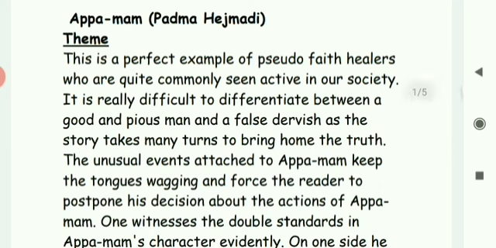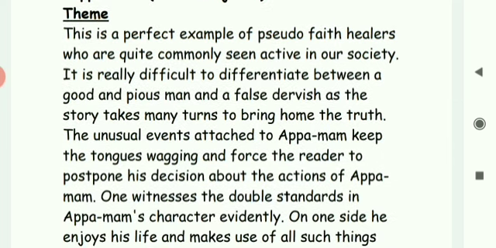Okay, friends, the theme of the lesson is displayed on your screen. Let us try to understand it. This is a perfect example of pseudo faith healers who are quite commonly seen active in our society. In every society, in every locality, in every village, wherever you go, you will find pseudo faith healers are always there. By the word pseudo, I simply mean a person who is considered to be false, who is fake, or simply you can consider him as a cheat.